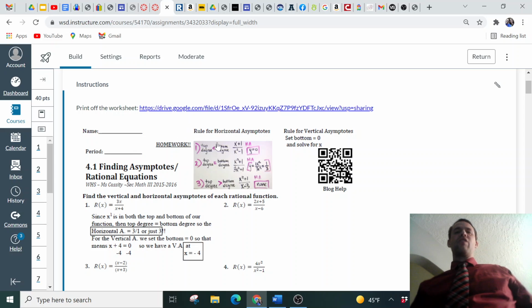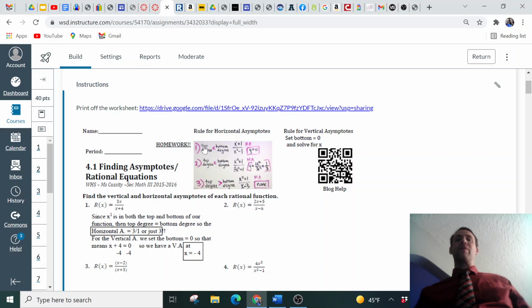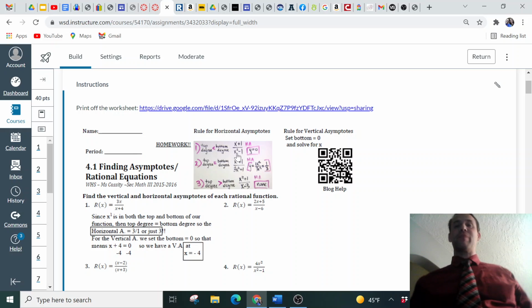And then for the horizontal asymptotes, there's 3 different scenarios. So if the top degree is less than the bottom degree, like x to the first over x squared, that's just going to be y equals 0. Just y equals 0. The reason why is as x gets bigger and bigger, the bottom is getting times itself as big, so it's getting huge faster than the top. That's going to make the whole thing approach 0, y equals 0, along the x-axis.